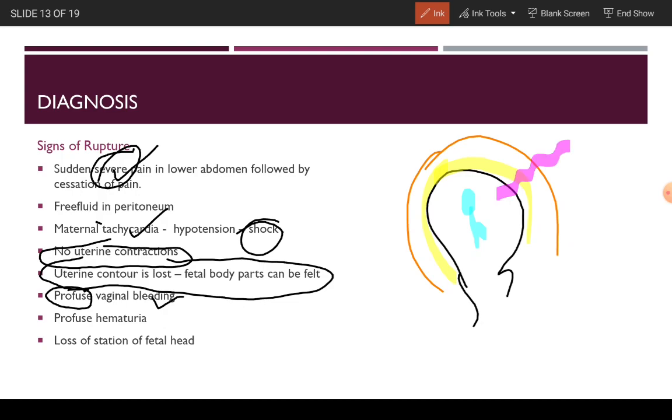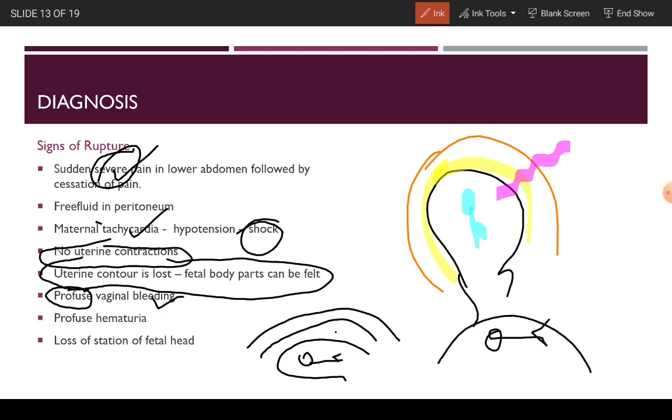So in the abdomen, initially you have the peritoneum, the uterus, within which is the fetus. But here you can palpate very easily, the fetus has come out. You can feel it very easily, unlike the other case, because here everything has ruptured and the fetus has come outside.